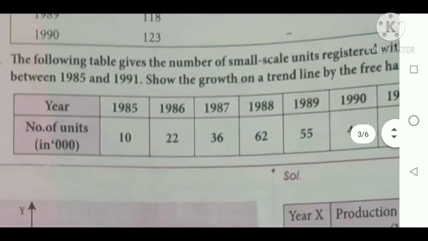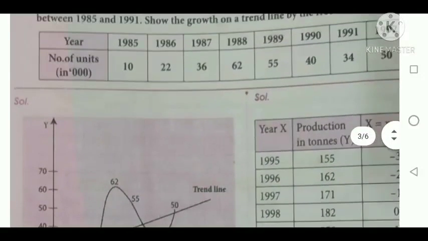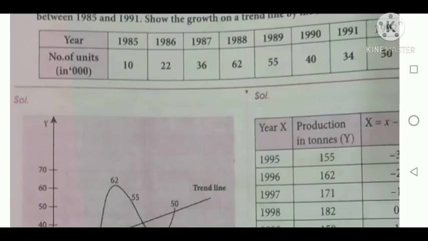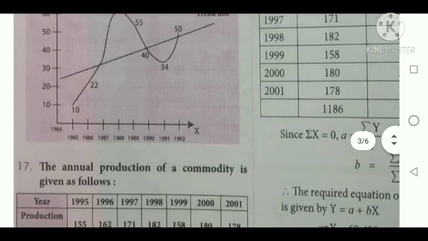So you plot the values, that is for 1985 it is 10, for 1986 it is 22, for 1987 it is 36, like that you plot the values in the graph. After that you find the trend line. Okay, so this is the way you do the sums.